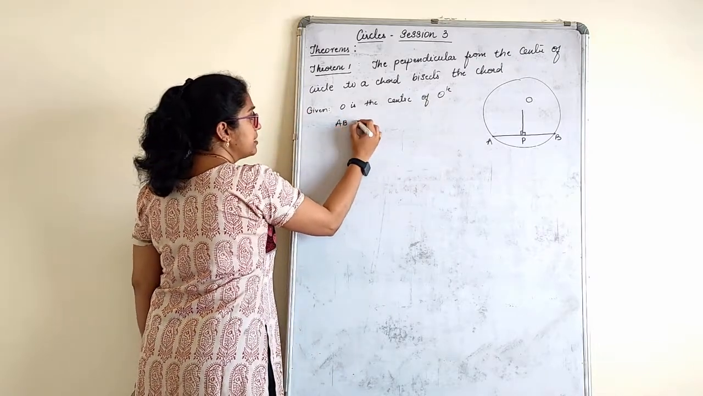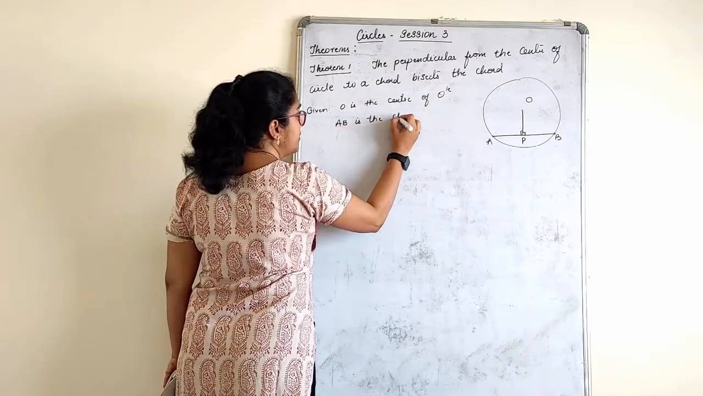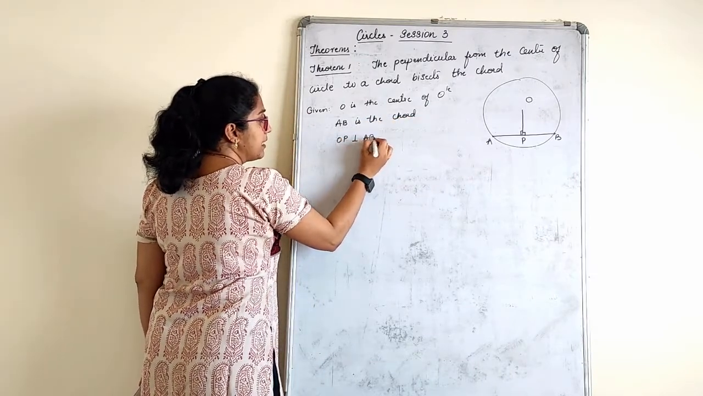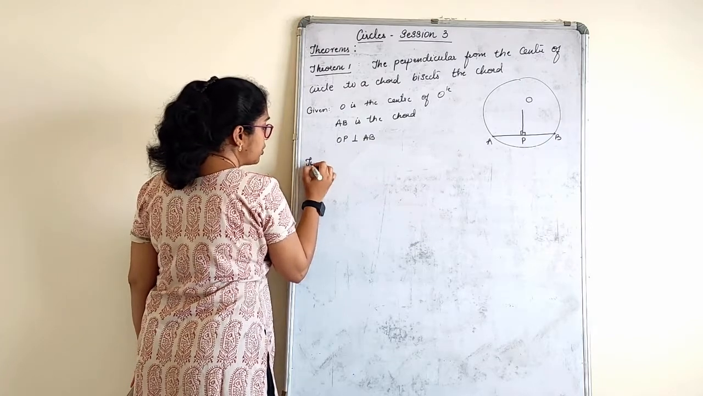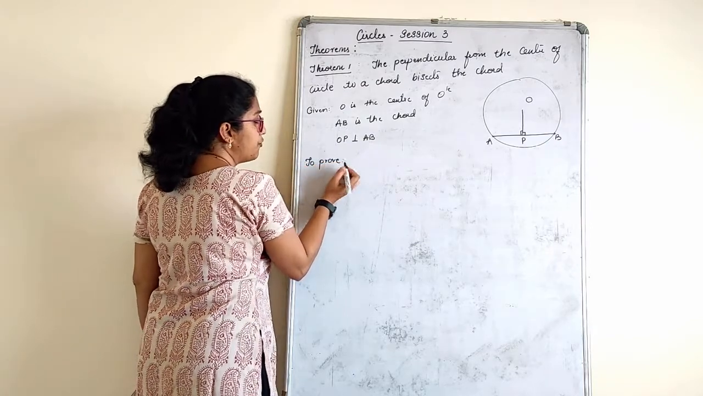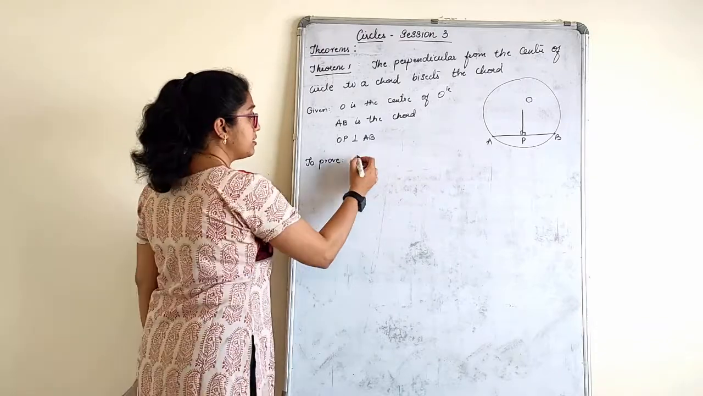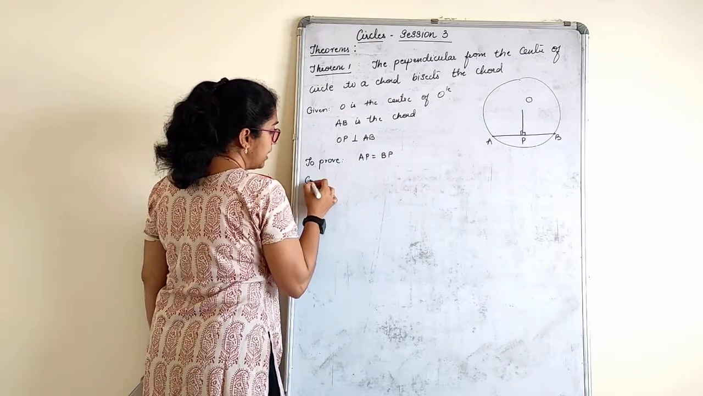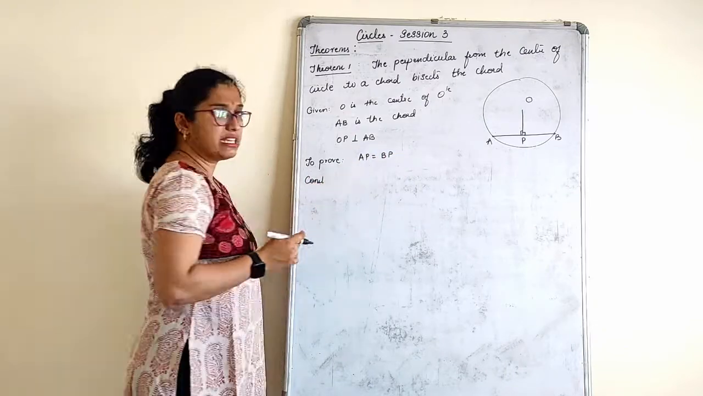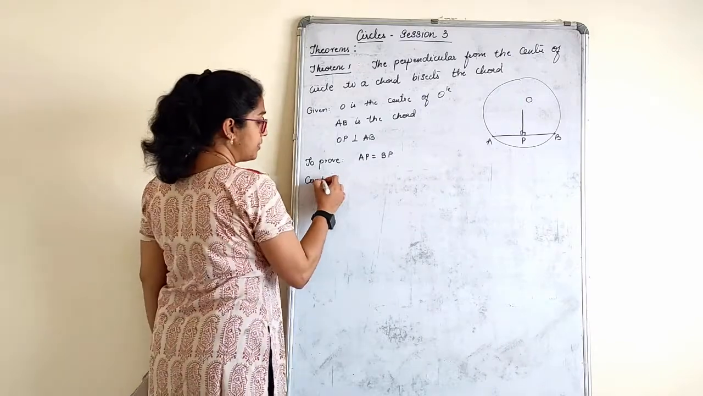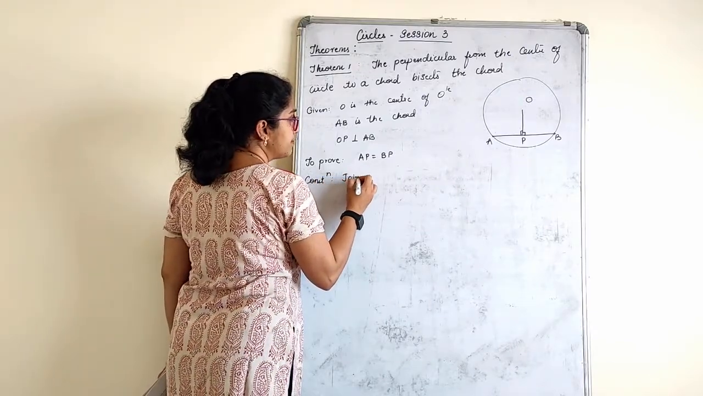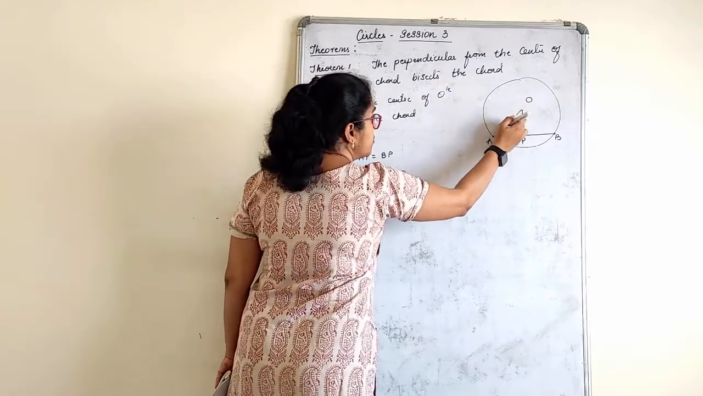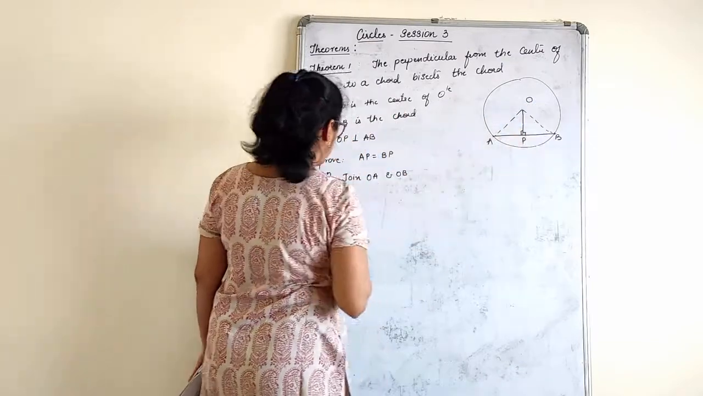The second point is AB is the chord, and the third point what we know is here OP perpendicular to AB. Now what we have to prove? The perpendicular drawn from center of the circle to the chord bisects the chord. We have to prove that AP is equal to BP. Construction. We need to prove the sides are equal. That is by congruency what we can prove. Construction. Join OA and OB. So join these two sides.